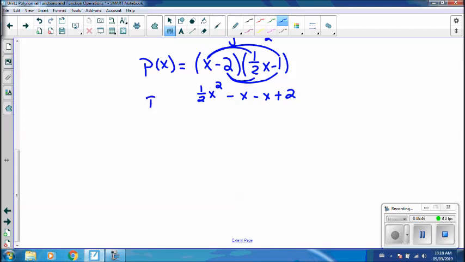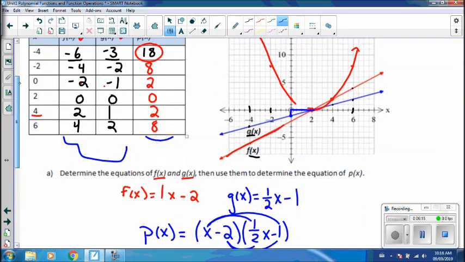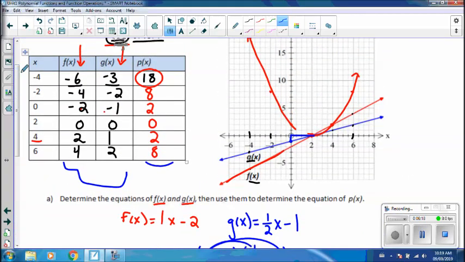So p of x equals 1/2 x squared minus 2x plus 2, which hopefully we can see is the equation of a parabola in the form ax squared plus bx plus c. c being our constant, our y-intercept. And that's what we see in the graph up here. That was this point right there.